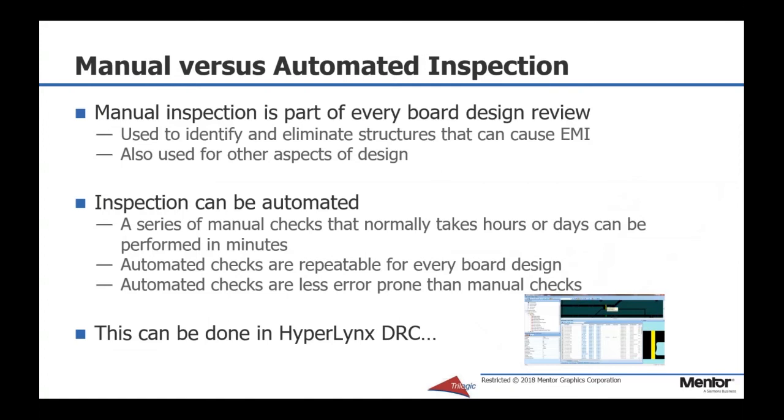Manual inspection may be part of your design rule process, used to identify and eliminate structures that can cause EMI issues or other aspects of the design. This time-consuming process can be greatly reduced if this inspection can be automated. This can be done with the rules-based approach found in the geometric analysis engine in HyperLynx DRC.